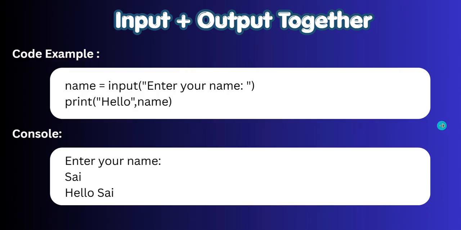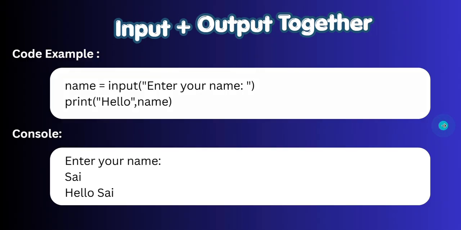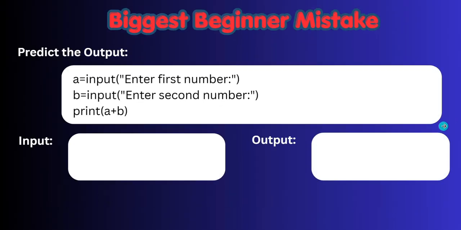Now here's one of the biggest mistakes beginners make. Suppose I write this program. A equals input, enter first number. B equals input, enter second number. Print A plus B. Now I enter 10 and 20. What do you think the output will be? Will it be 30? No, the output will be 1020.